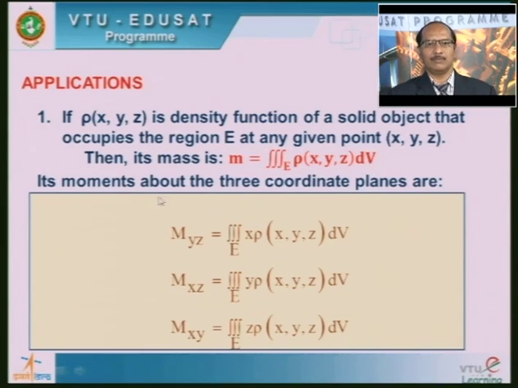Similarly, the moments about the 3 coordinate planes: the moment about the yz plane is defined as the triple integral of x into the density function rho into dv, the moment about the xz plane is y into the density function dv, and the moment about the xy plane is z into that. Simply substitute the rho function here, then multiply by x, y or z. If you want the moments about any plane, use these formulas to calculate.